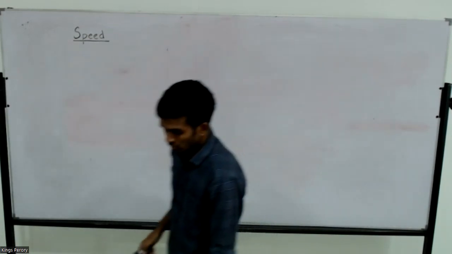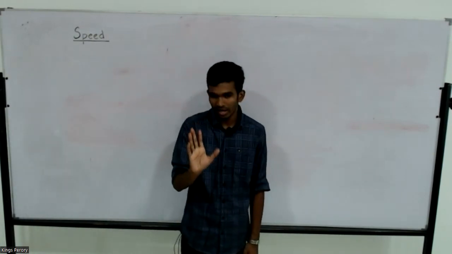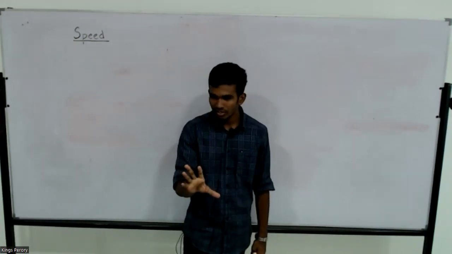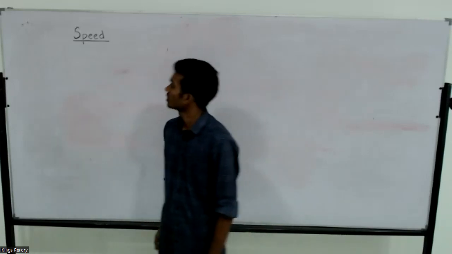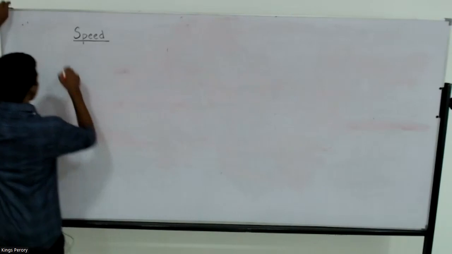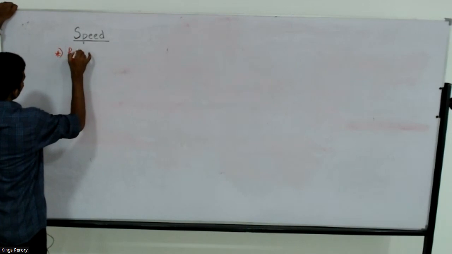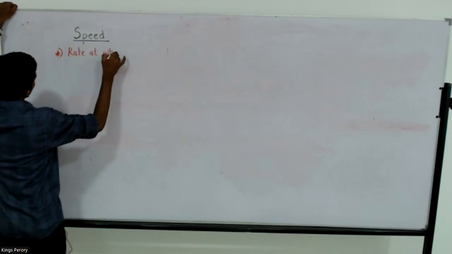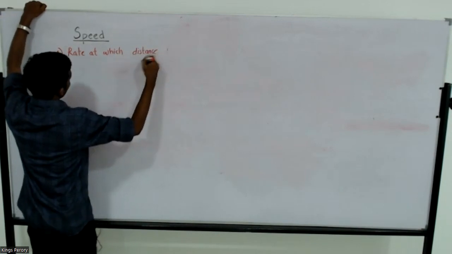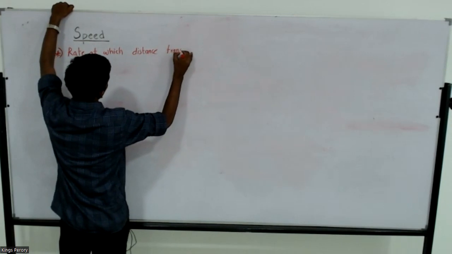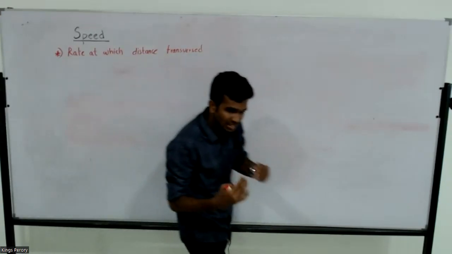Right. Actually, for speed, there are two definitions. Both the definitions are standard, given in the textbook as well. You can write any definition for your final exam. Any definition is okay. The first definition for speed is: rate at which distance is traversed is called speed.